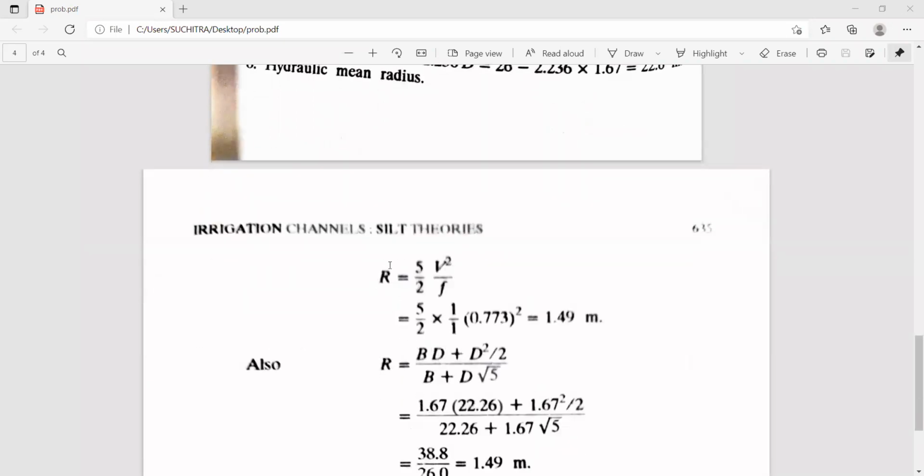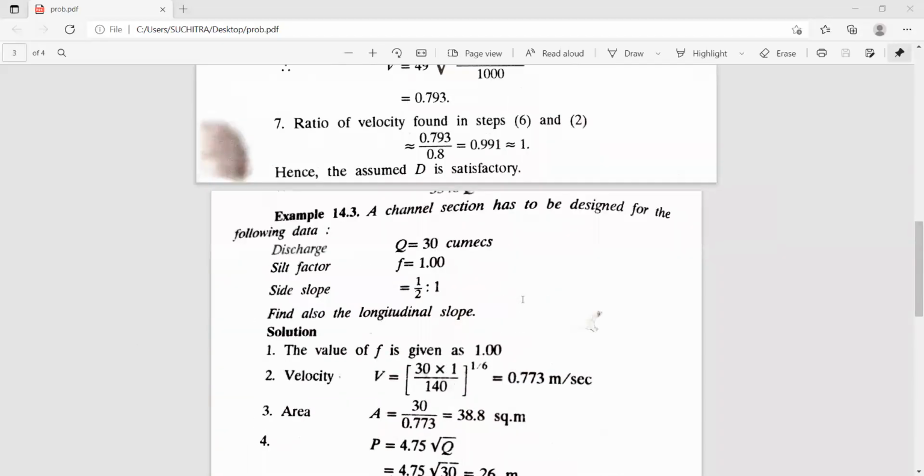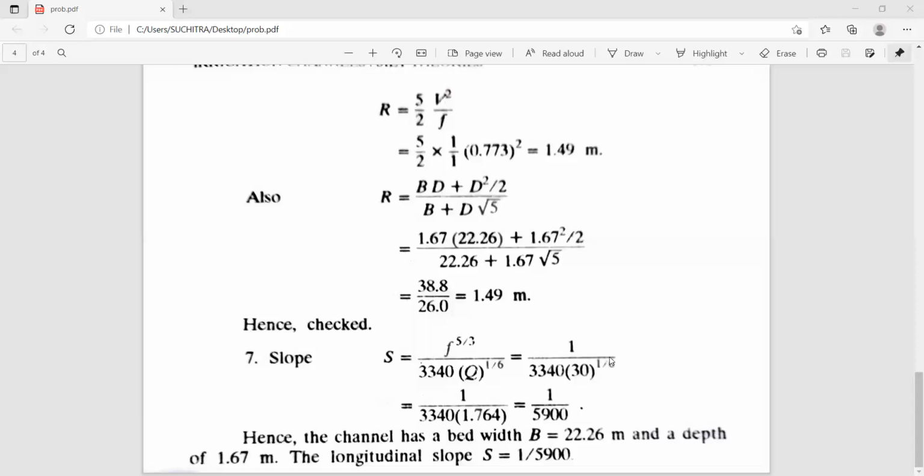Now the first equation to find the hydraulic mean depth is R is equal to 5 by 2 V square by F. So V square, it is the velocity we have already calculated. So V square by F, the value of F we know, and it will be 1.49 meter. Similarly, the hydraulic mean depth by using the other equation, R is equal to A divided by perimeter, the basic equation, also gives the same value, 1.49 meter. So hence the design is okay because both the values of hydraulic mean depth are same.